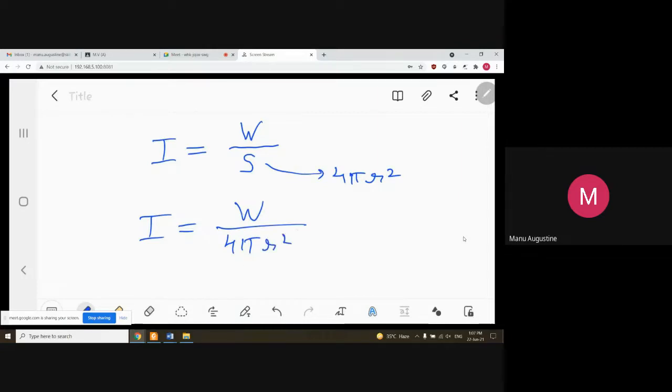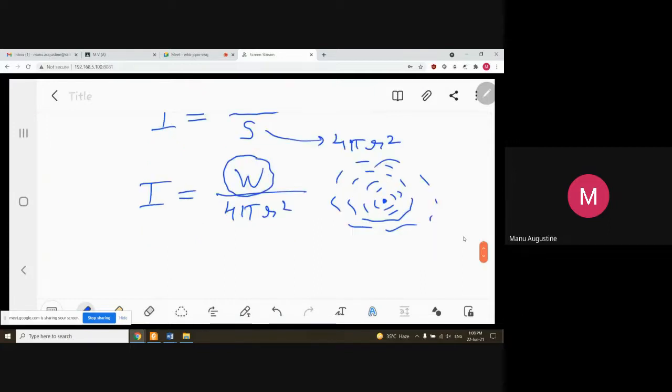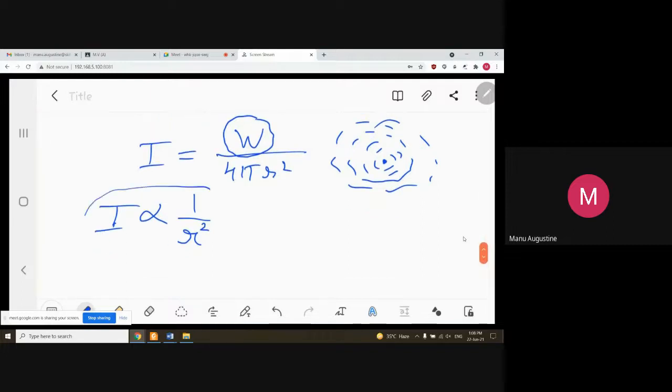And if I say that I have a source of sound and it is emitting sound in all directions in the form of a spherical envelope, and if I assume this sound power to be a constant, I get that the intensity of sound at any location is inversely proportional to the square of the distance from the source. This is called the inverse square law. So this is nothing special. This is something that you already know.